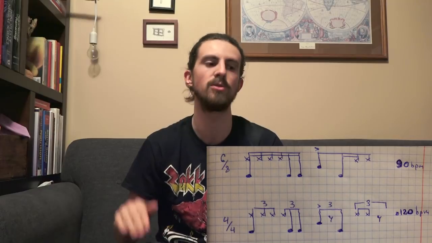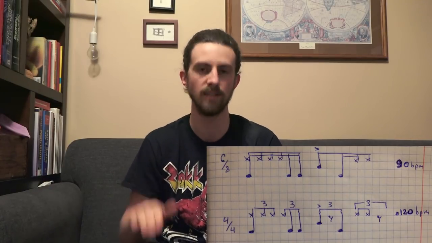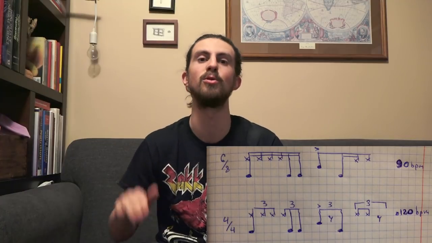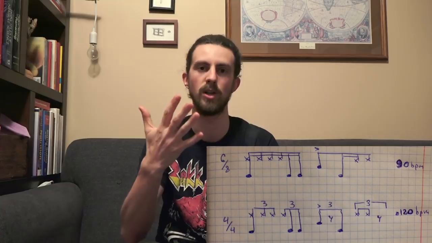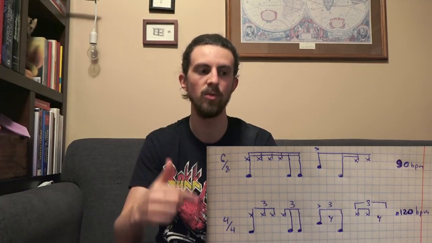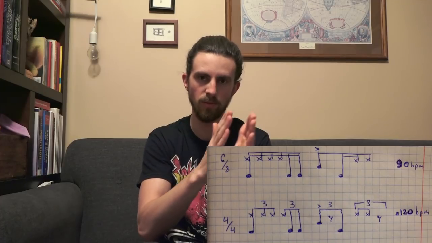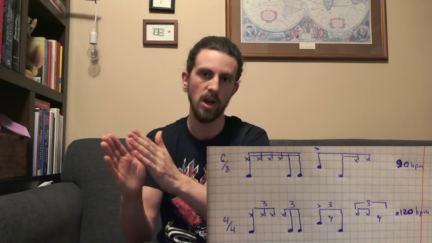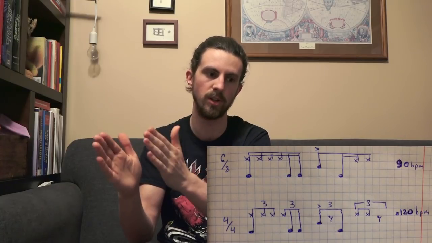1, 2, 3, 4, 5, 6. Okay, so we've got 6 groups of 2. 1, 2, 1, 2, 1, 2. The other one, we're thinking instead of 6 groups of 2, we're thinking 4 groups of 3. 1, 2, 3, 1, 2, 3, 1, 2, 3, 1, 2, 3.